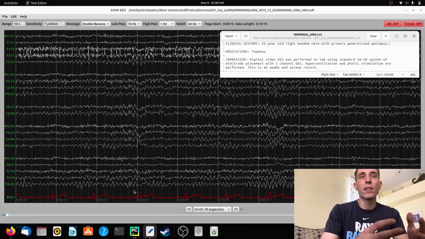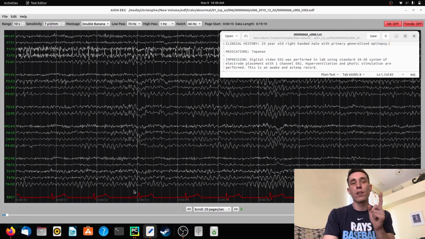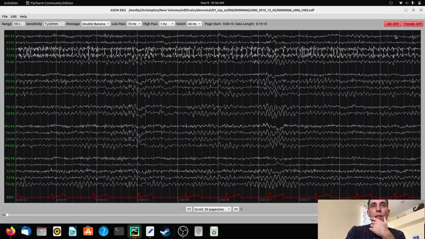So this person, they're on a medication called Topamax. That's an anti-epileptic drug that you're gonna wanna know and be able to mark down for the doctor. So let's get into the actual EEG recording and look at what we're seeing.